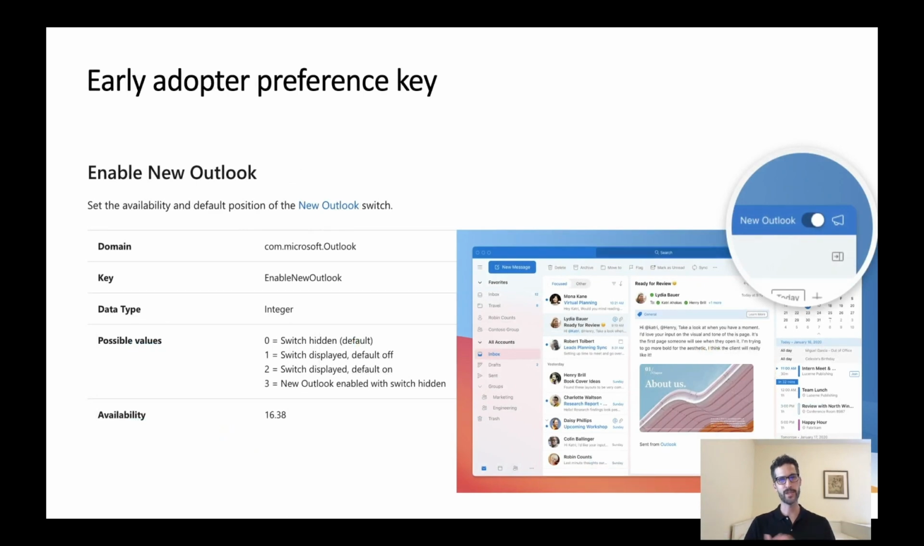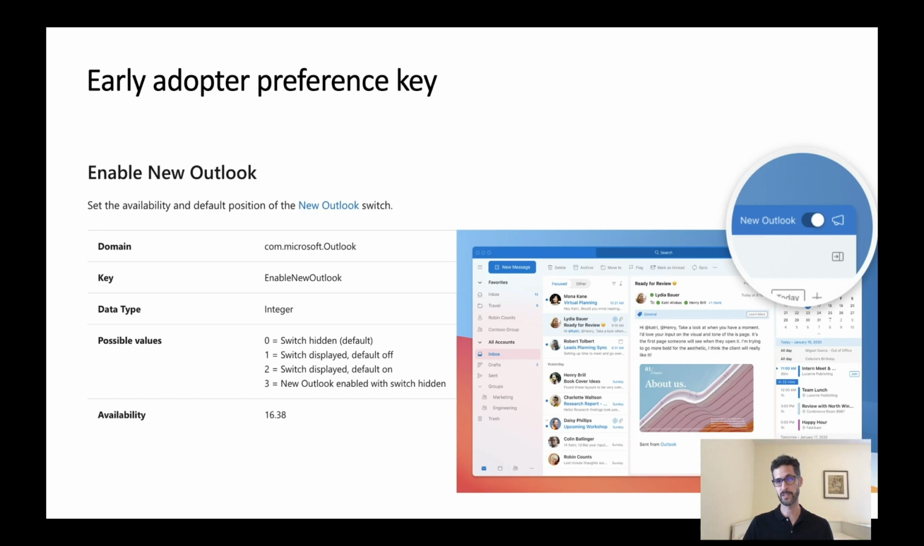And how are we going to provide users and organizations a way to manage the new Outlook? We have a new preference key that we call the early adopter preference key. We actually heard from a lot of users who wanted to try the new Outlook, but not move into the Insider program. And this is for several reasons.